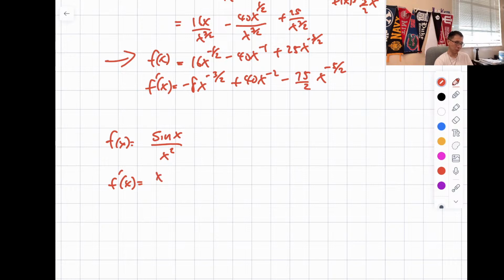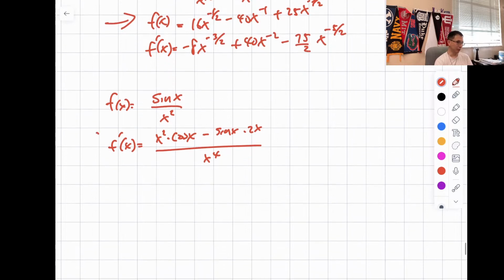Low d high minus high d low, over low low. Now don't forget the low low. Like William just told me, he says, Mr. Ye, I forgot the low low. Something that people usually forget on tests is the low low.